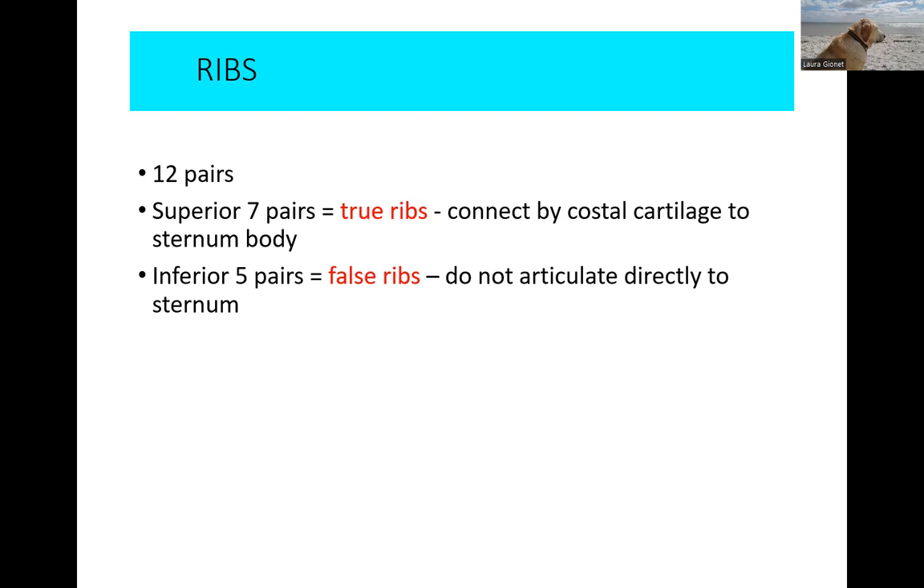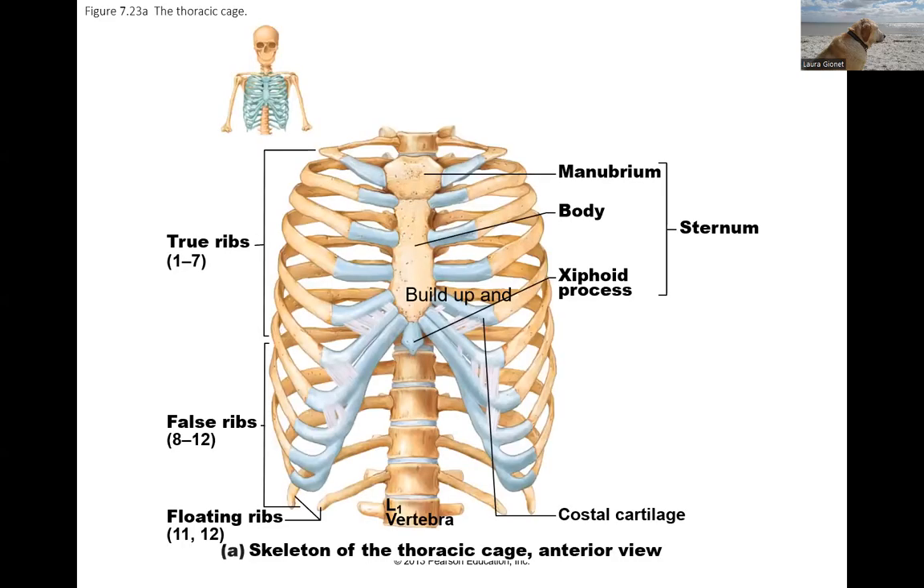And they're called false ribs because they do not directly attach to the sternum. Now, even though ribs 8, 9, and 10 connect to some costal cartilage, they don't independently attach to the sternum. They kind of piggyback on rib 7 and attach to the sternum. And then the bottom 2 ribs are free floating. So here we're numbering and identifying the true ribs versus the false ribs, and your floating ribs at the bottom. Right, and that's the end of the axial skeleton.